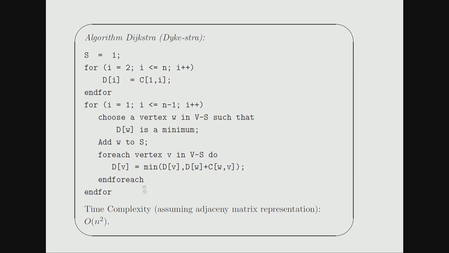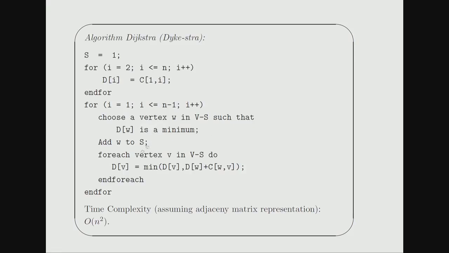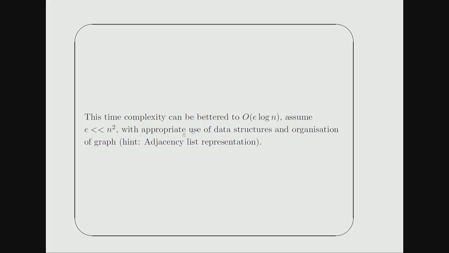The time complexity of this algorithm: notice that the cost to find the minimum over here is going to take you order n, and this is running n times. Therefore, the time complexity is about order n squared for this algorithm. We've already seen complexity analysis some time back, and this can be much better, order E log n, if the number of edges in the graph is much less than n squared. With appropriate use of data structures and organization of the graph, for example, if you used an adjacency list representation and then organized the edges in an appropriate data structure, you will find that the time complexity can be brought down to order E log n.